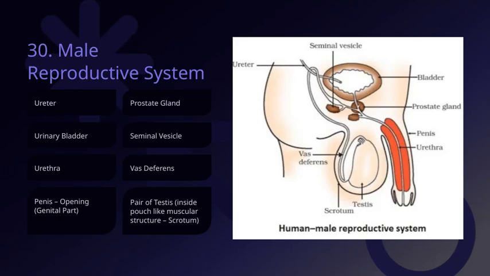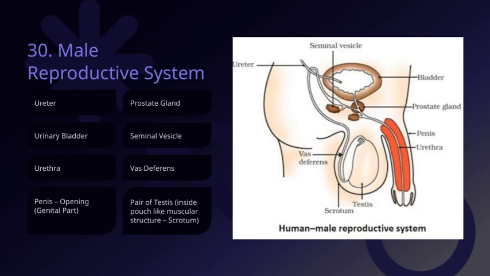Let's take a closer look at the male reproductive system. First, you can see the pair of testes, which are housed inside a pouch-like muscular structure called the scrotum. This setup helps regulate temperature, which is vital for sperm production. Next, we have the vas deferens, the tube that transports sperm from the testis to the urethra. Moving on, the penis is the external genital part, with an opening that allows for the passage of semen during ejaculation.